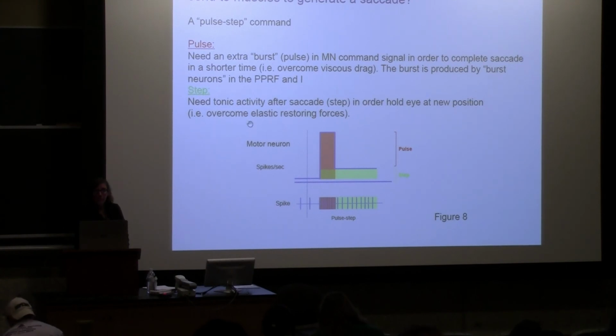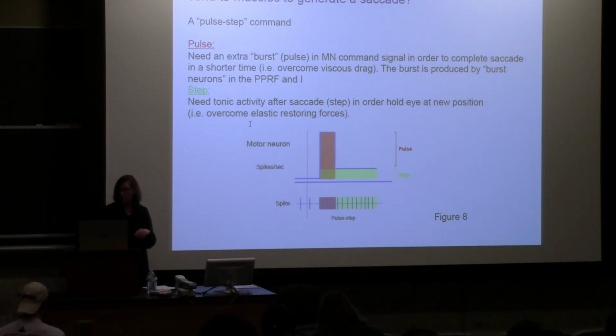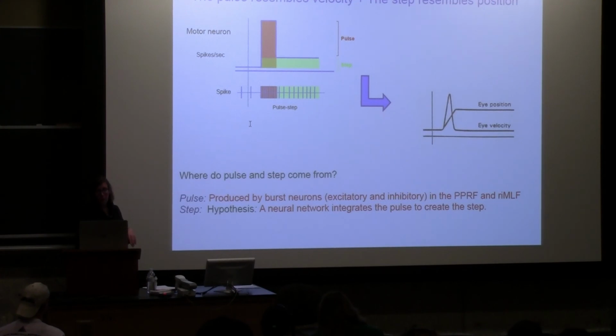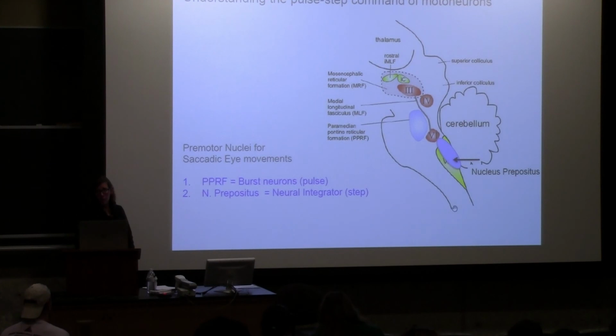And then you also need this step, and the question is, how are you going to get a step, right? How is the brain going to make this step? If you think about it from a math point of view, we know we have a signal in the PPRF that looks like velocity, right? So what he proposed is that there's a structure that then takes that input and integrates it, right? Which sounds like kind of an engineer's dream, and you can draw that on a napkin. But indeed, that seems to be really what is the case. So again, we know that the pulse is produced by these burst neurons, and people had recorded from them. So the hypothesis is there's a neural network that then integrates that pulse and turns it into the step that we need.